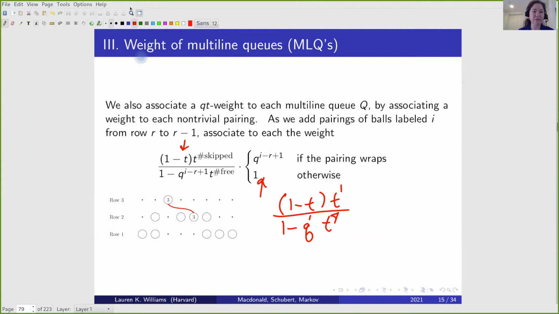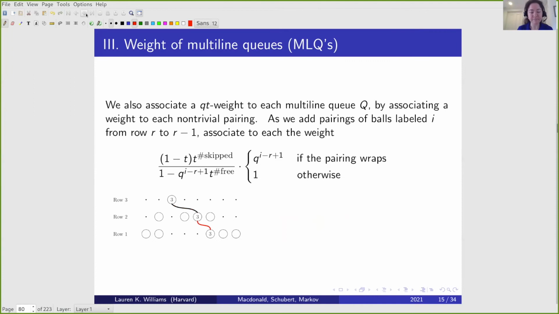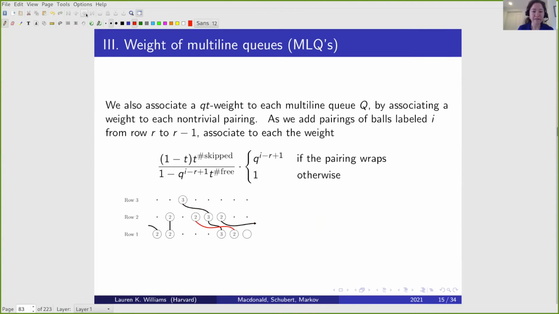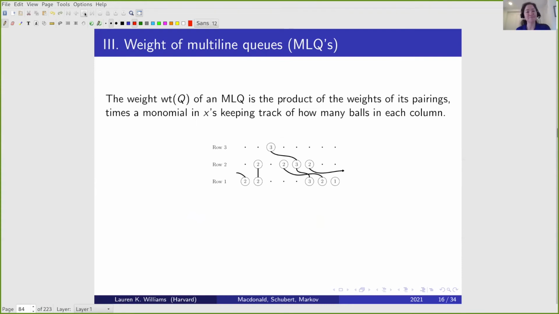Okay, so anyway, the details are not too important, but there's a simple q,t weight associated to every pairing. Okay, I could go through all those examples, but maybe I won't bother unless somebody really wants.